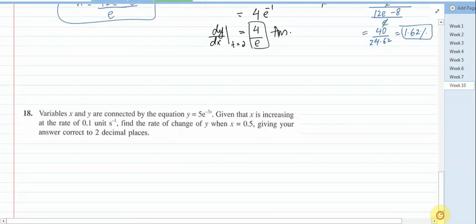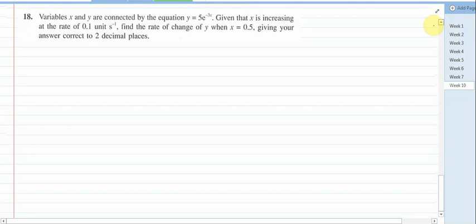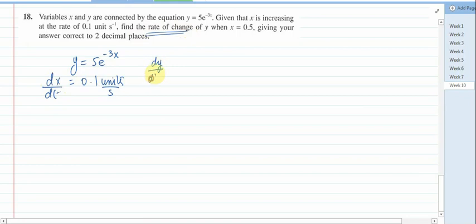It says variables x and y are connected by the equation y is equal to 5e to the power minus 3x. Given that x is increasing at the rate of 0.1 units per second. So what is given? It is the change in x with respect to time, 0.1 units per second. Find the rate of change of y. What is unknown? Unknown is dy over dt, when x is 0.5. Give your answer correct to 2 decimal places.